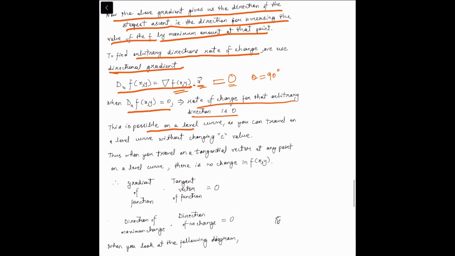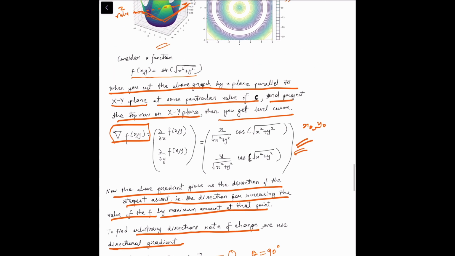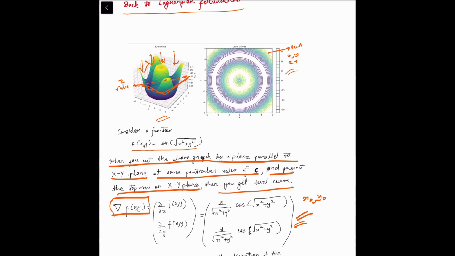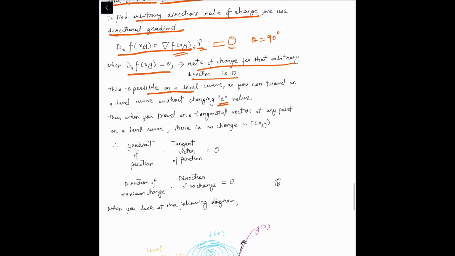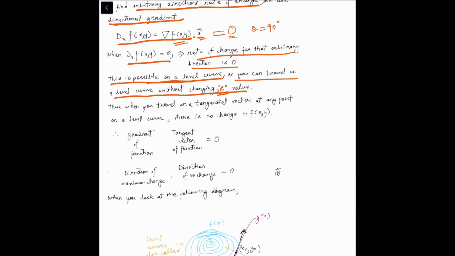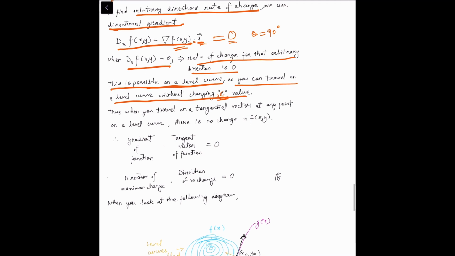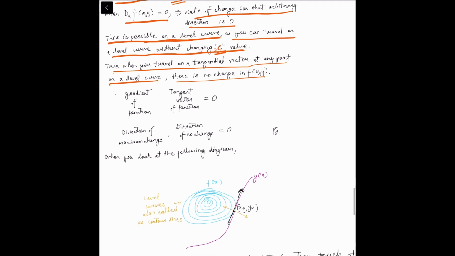This is possible only on a level curve for a function, because as we just saw, on a level curve x and y can vary, but the value of z will stay the same, that is the value of c will stay the same. So this is possible on a level curve, as you can travel on a level curve without changing the c value. Thus when you travel along a tangential vector at any point on a level curve, there is no change in f of x and y.